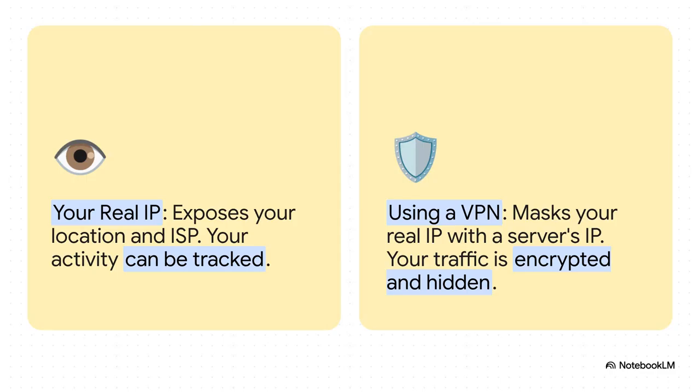So this is exactly why you hear people talking about VPNs, virtual private networks, all the time. A VPN pretty much acts as a privacy shield. It routes all your traffic through one of its own servers, which does two things. It masks your real IP address with the server's IP, hiding your location, and it encrypts your data so your own ISP can't see what you're doing. It just makes it much, much harder for anyone to track you online.